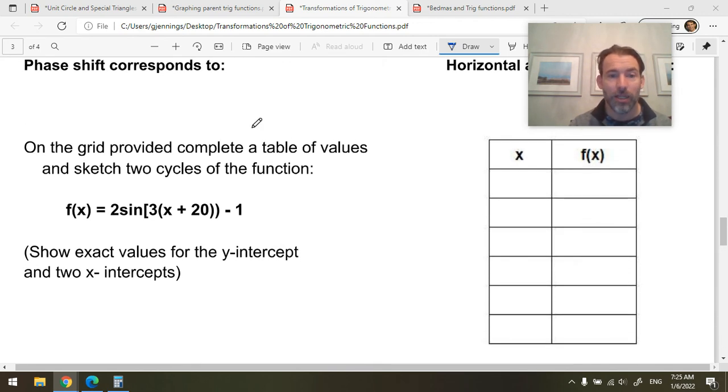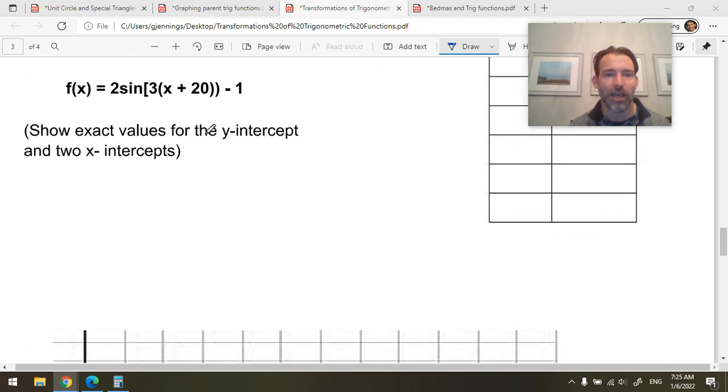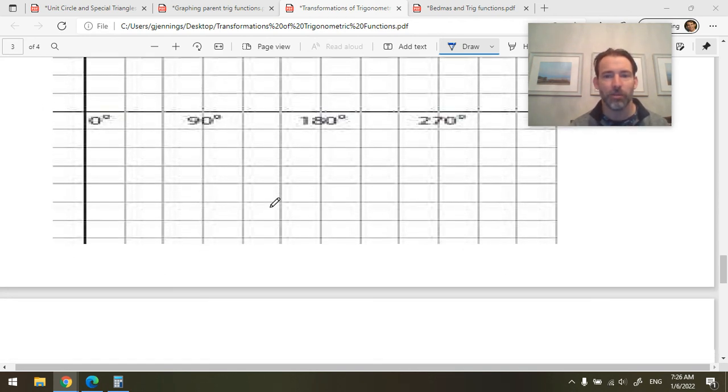And then we're going to take a look at a table of values and how you can generate a table of values for f of x equals 2 sine 3x plus 20 minus 1. I'm going to quiz you on some of these values in the exit ticket for this function. And I want you to be able to show me exact values for the y-intercept and x-intercepts. So if I had 0 there for the x, what would be the exact value of f of x equals 2 sine and so on? And also, at what points does this equal 0?